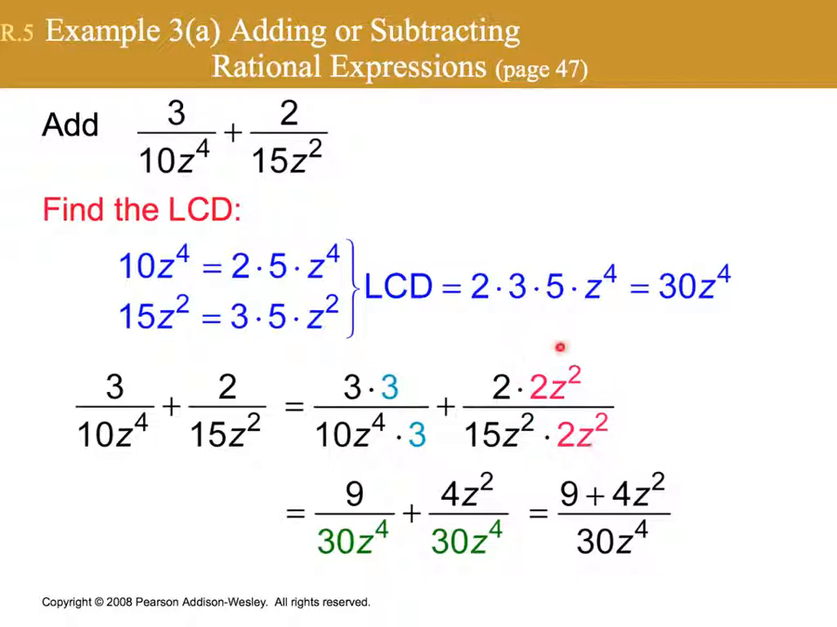If we do it on the bottom, we got to do it on the top, making our new fractions 9 over 30z to the 4th plus 4z squared over 30z to the 4th. The denominators are the same, so we rewrite that denominator. The numerators we just add together, and that is our simplified form.